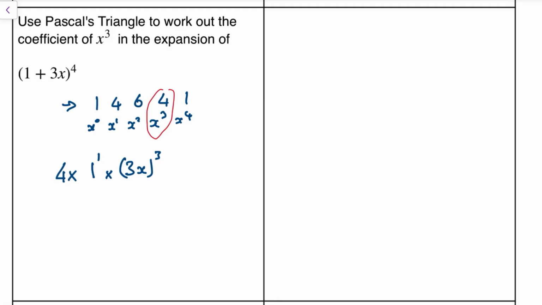And then let's just tidy this up. So that's going to be 4 times 27 x cubed. And 4 times 27 is going to be 108 x cubed. And then read the question. Use Pascal's triangle to work out the coefficient. Now the coefficient is the number, not with the x cubed. So the answer to my question is 108. And that is the next question done.